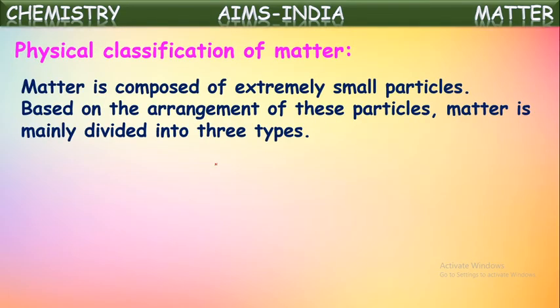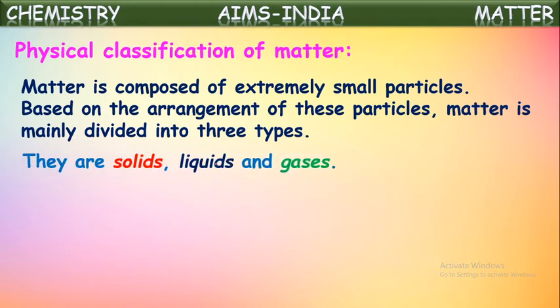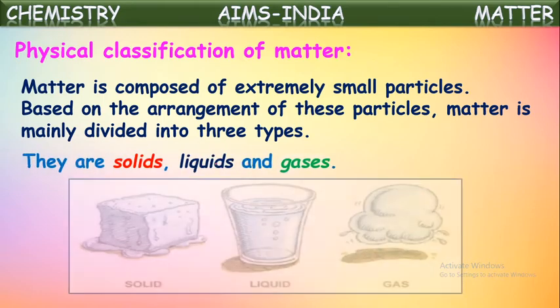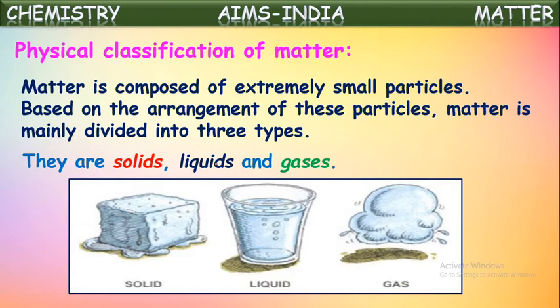Matter is composed of extremely small particles which are called molecules. Based on the arrangement of these molecules or particles, matter is mainly divided into three types. What are those three we told? Solids, liquids, and gases. Yes, these three are the major states of matter. Mostly we see them in our surroundings, in everything. For example, they have given here ice, which is a solid, water, a liquid, and water vapor in the gaseous form. So these represent three states of matter.